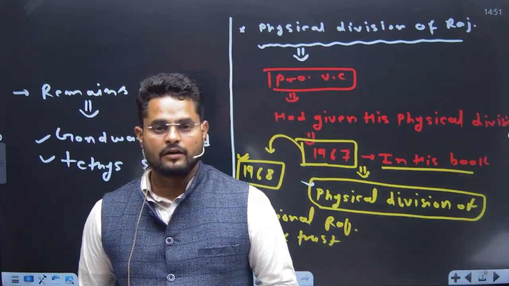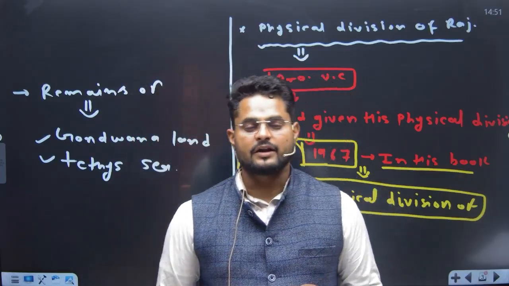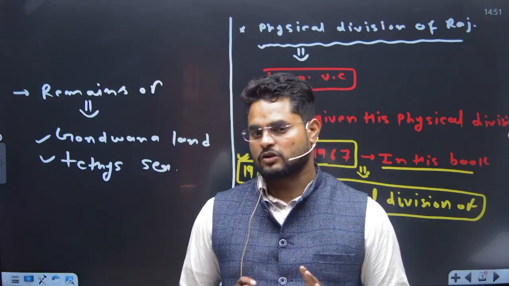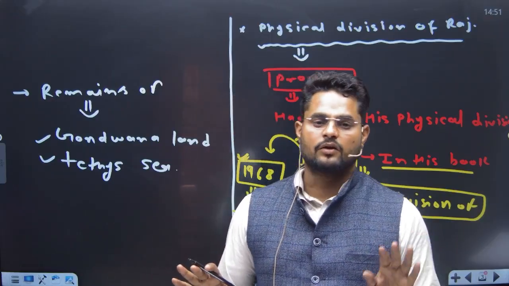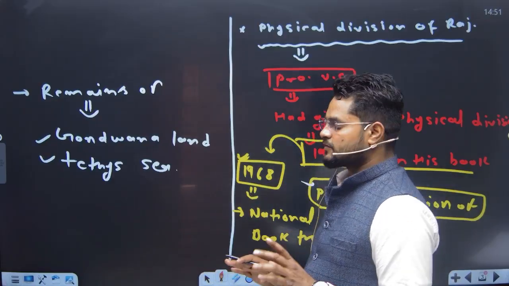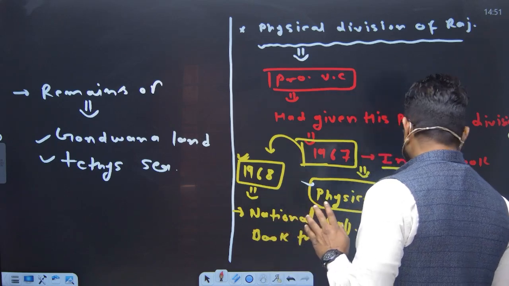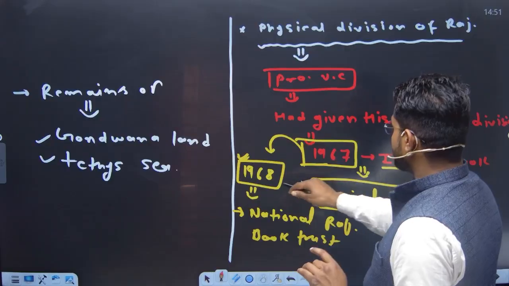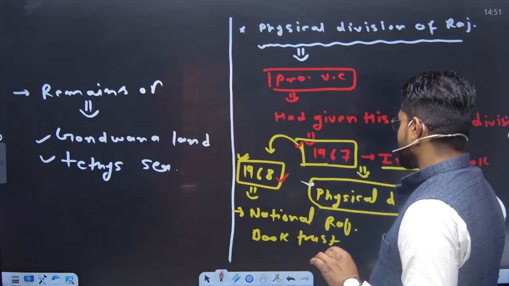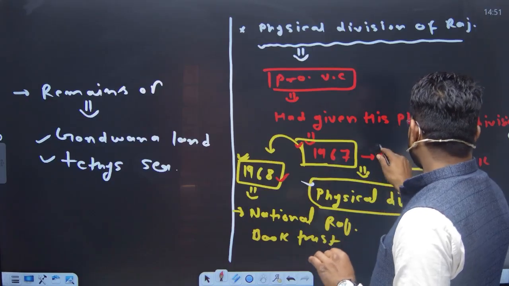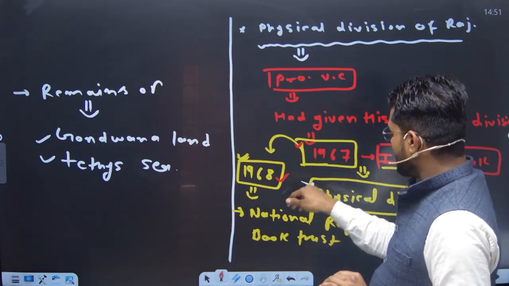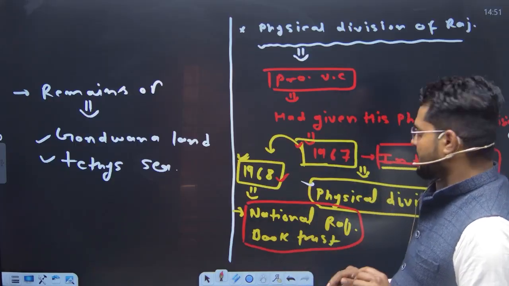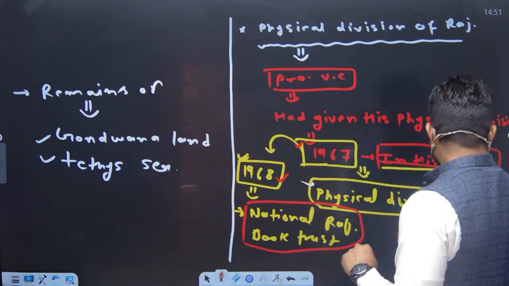So dear student, now we read the physical division of Harimohan Saxena, but he was not the first person to divide Rajasthan physically. The first person was Professor V.C. Misra, who gave his physical division in 1967 or 1968. The book was written by him in 1967 and published in 1968 by the National Book Trust. In this book, V.C.